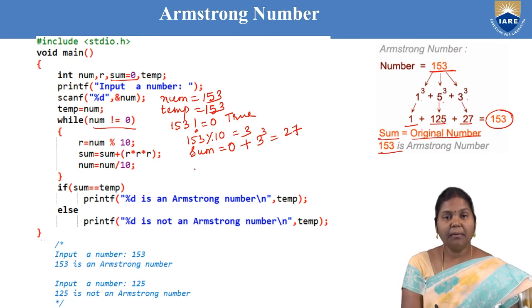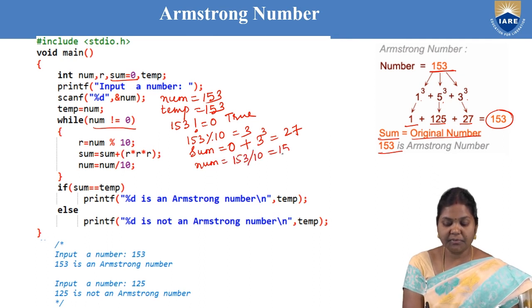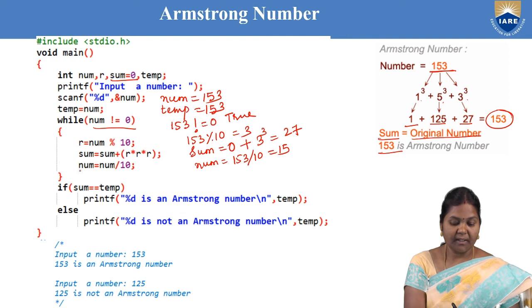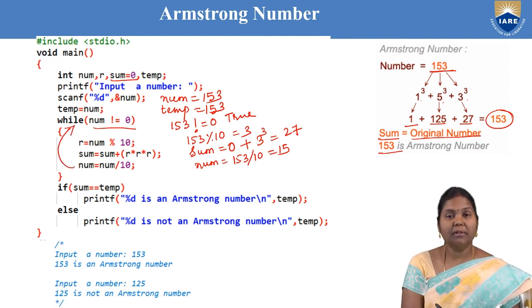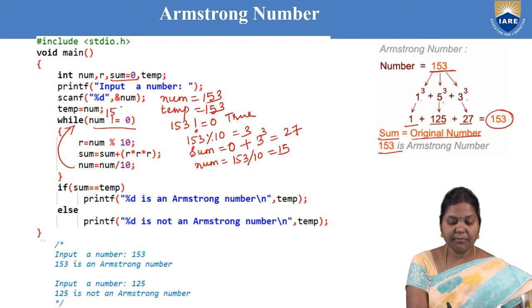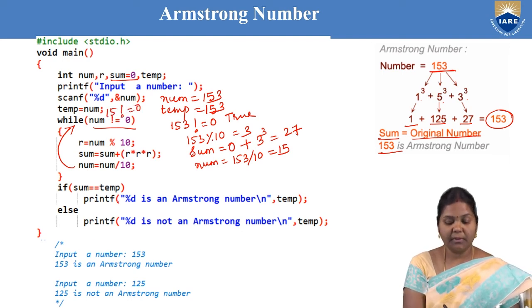Now do num is equal to num by 10. So number is equal to now 153 by 10. Now the number becomes 15. Now this one iteration is over. Then after this again it will go to the while loop to check the condition. Second time the number is 15. 15 is not equal to 0. Again repeat the process. Find out the remainder. So here 15 modulus 10 is equal to 5.